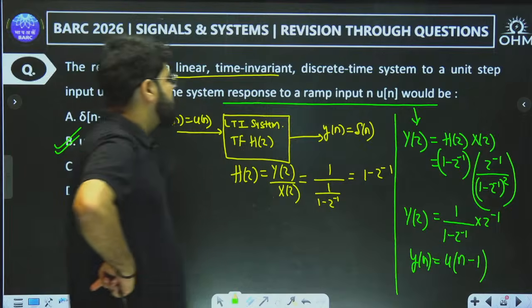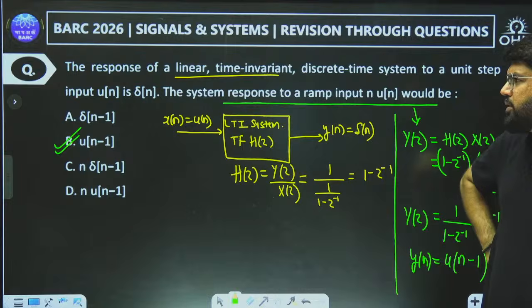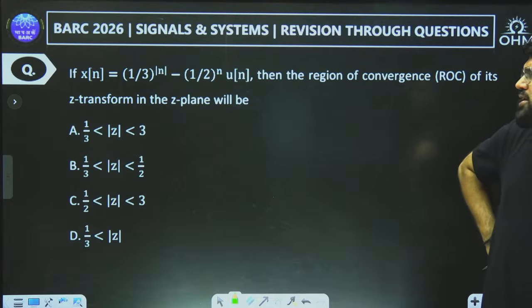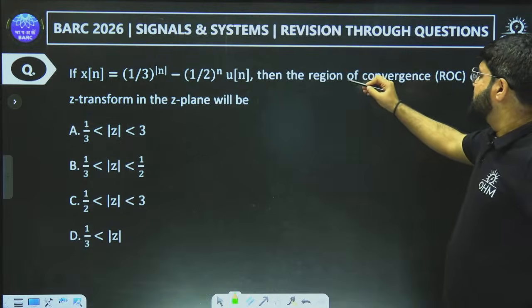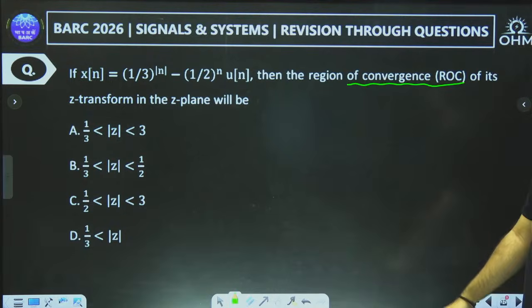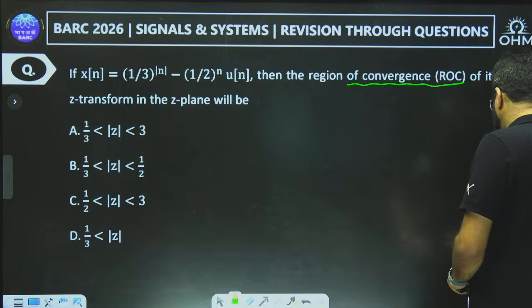Yeah, then let's go for the next one. Yes, Mehak Gupta, correct answer B. If x[n] is (1/3) power mod n minus (1/2) power n u[n], then what is the ROC of the Z transform? Easy one only. The only thing is you should know the ROC individually.